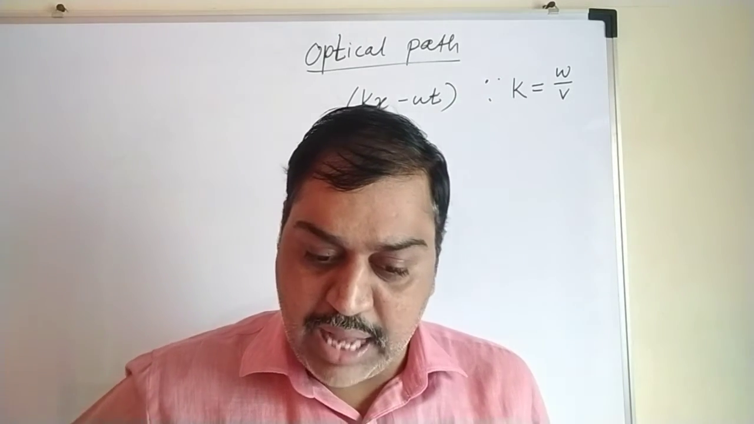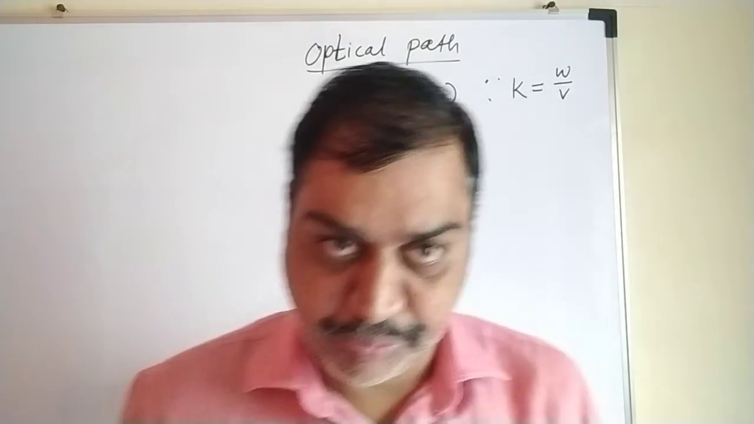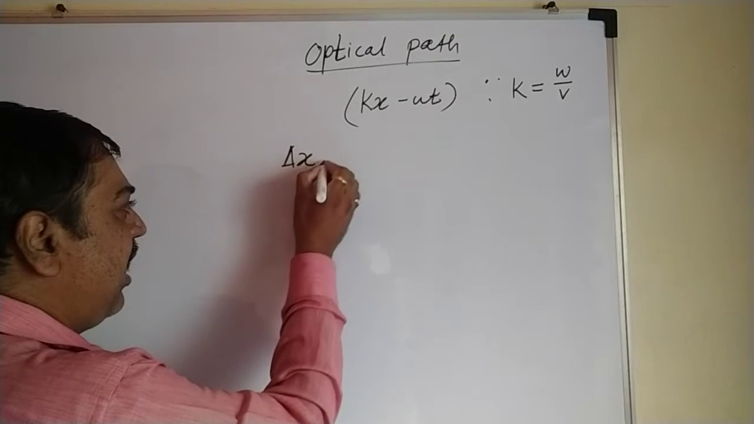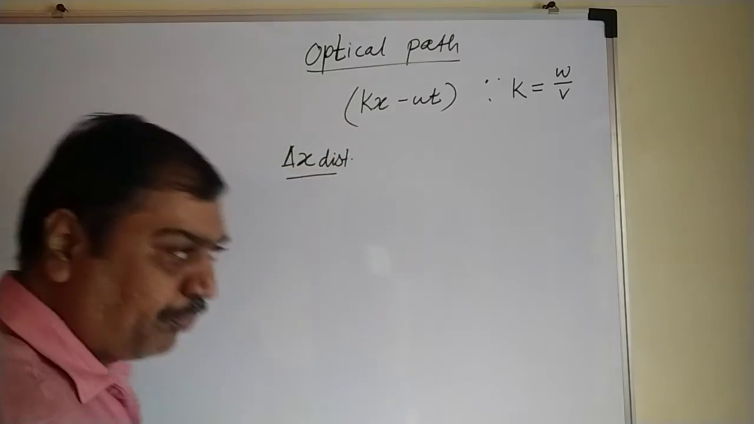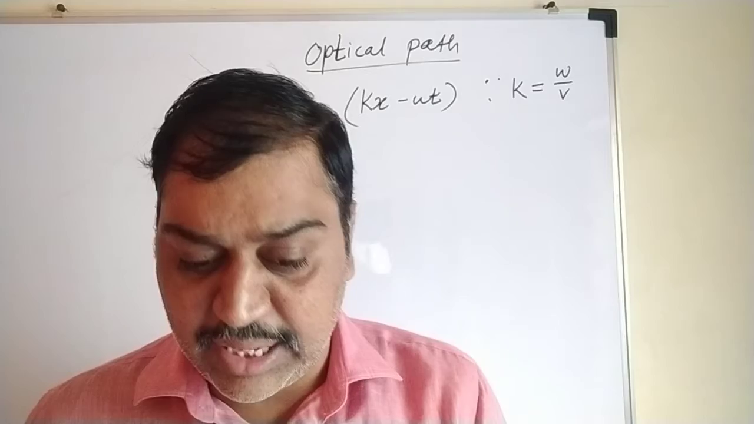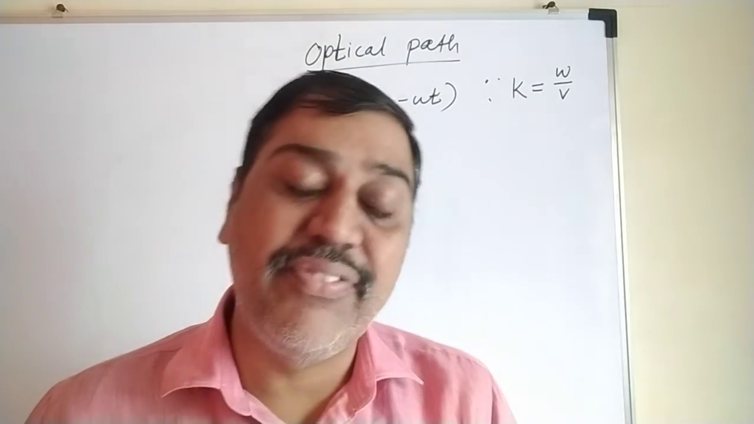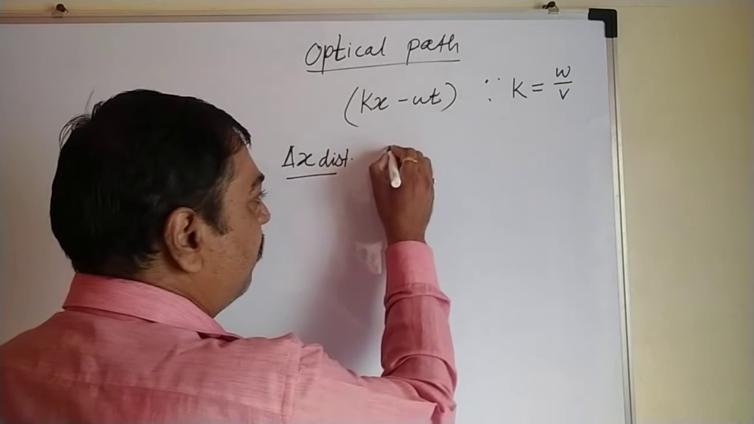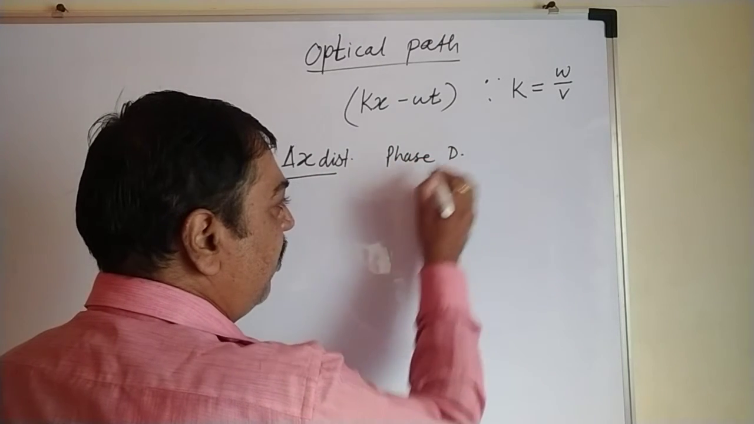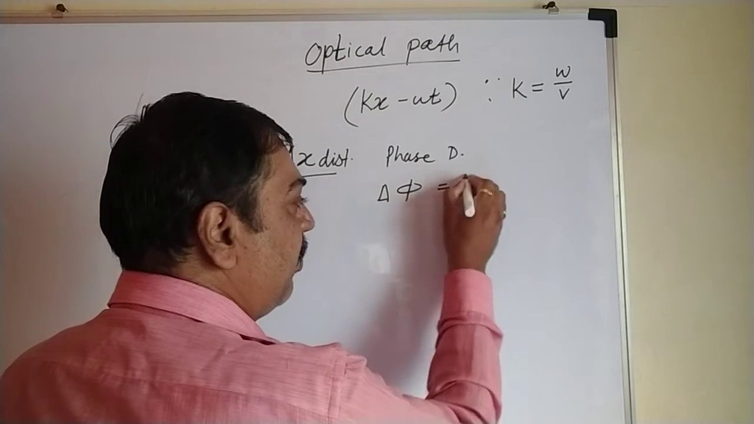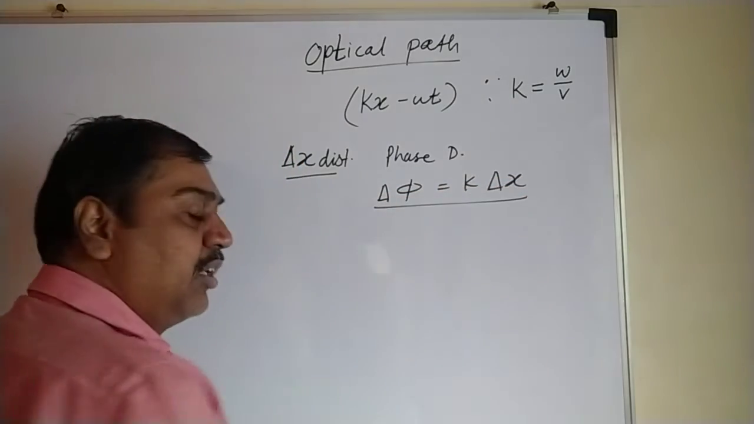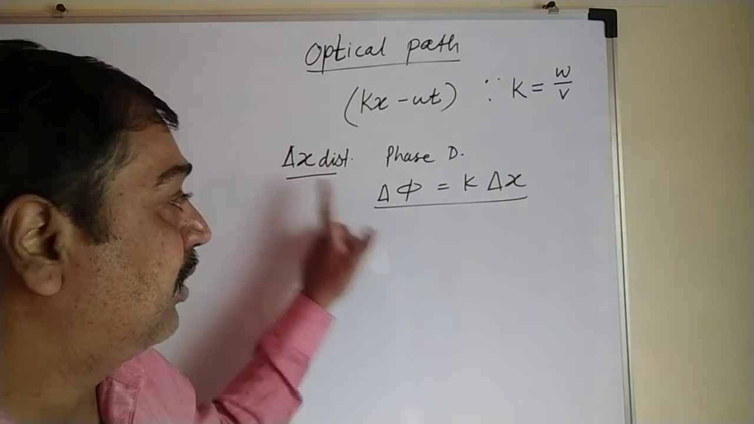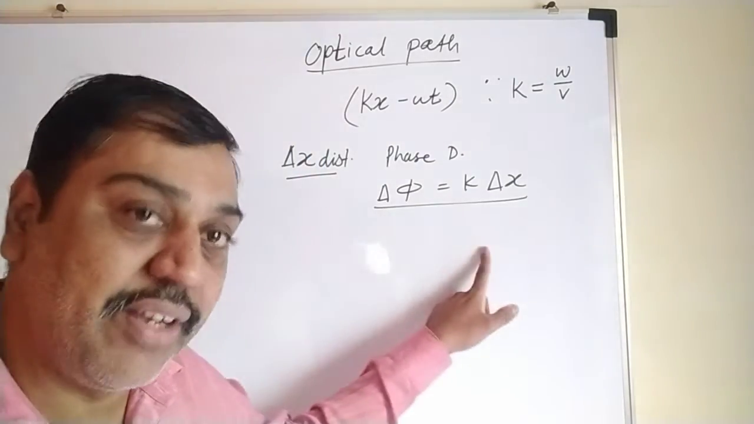Suppose the light wave travels a distance delta x. For this distance delta x traveled in a vacuum, we have to calculate the phase difference. The phase difference of the wave is given by delta phi equal to k into delta x. This would be the phase difference if the light wave travels a distance delta x in the vacuum.